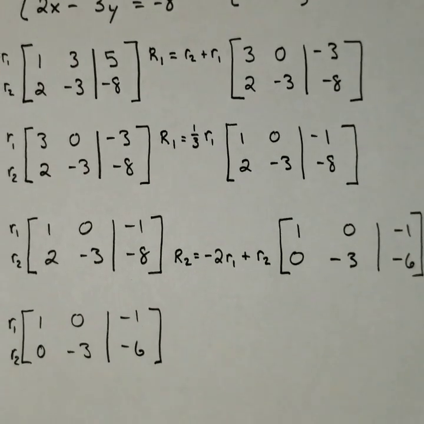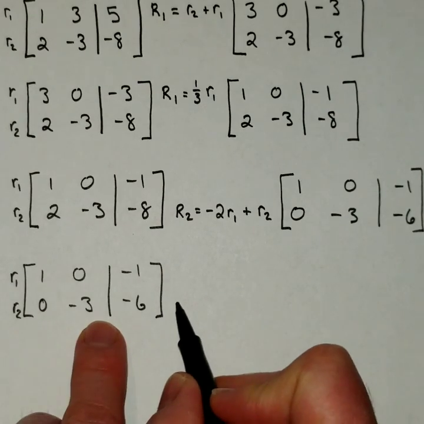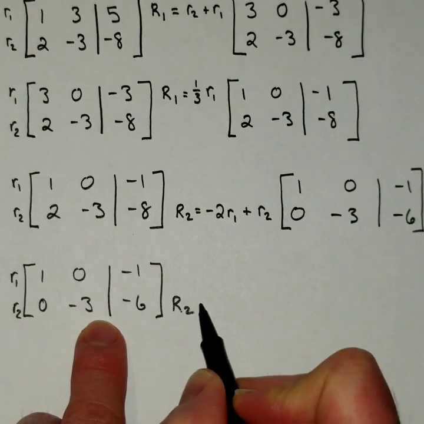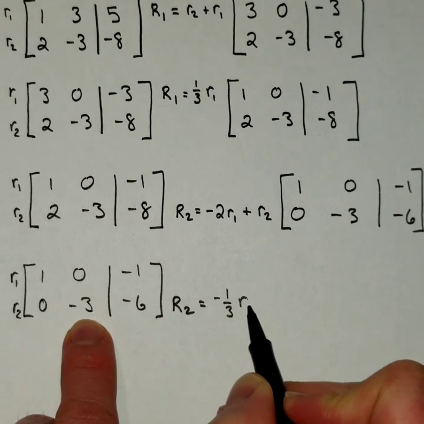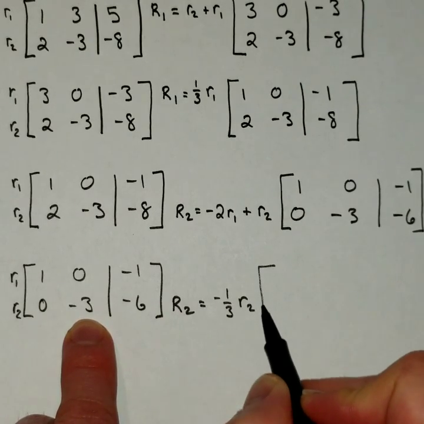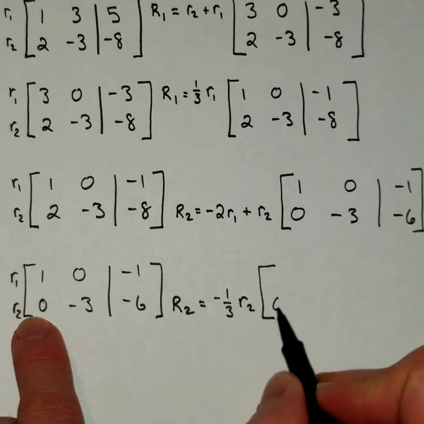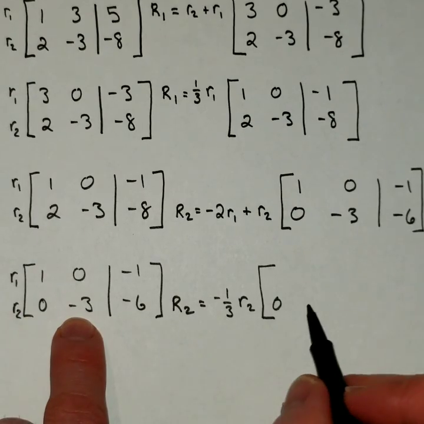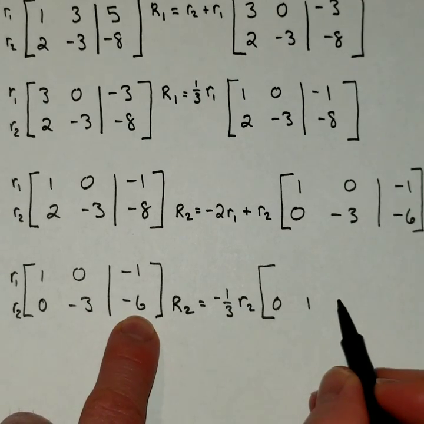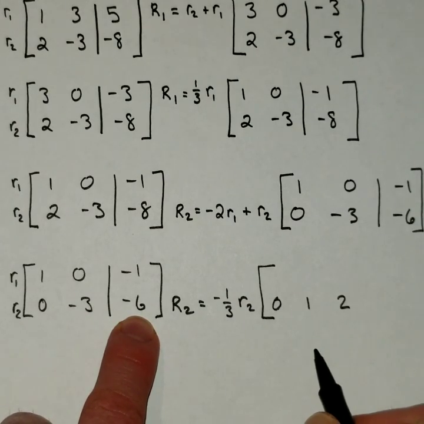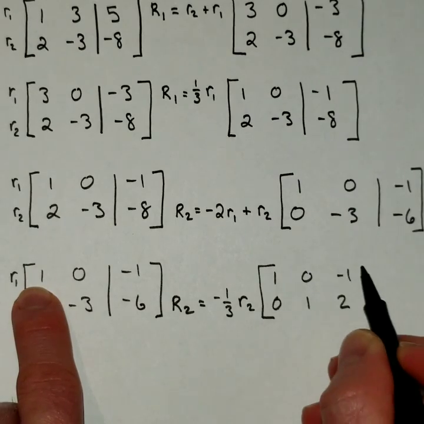And slide that up. So then I'm going to take the new row 2 to be -1/3 of the old row 2. Pretty simple. So -1/3 times 0 is 0. -1/3 times -3 is 1. -1/3 times -6 is 2. And then the top row remains the same.